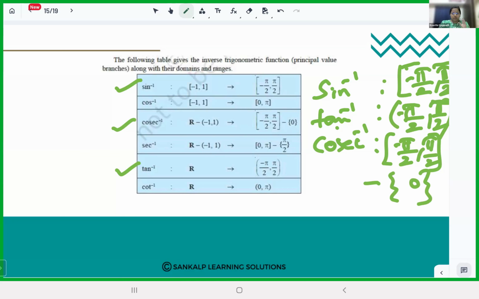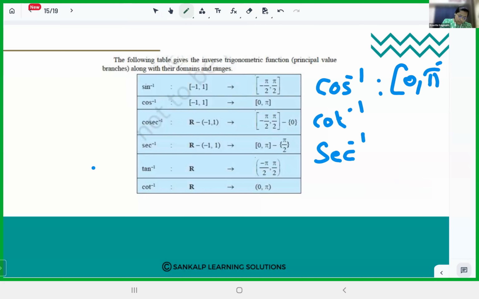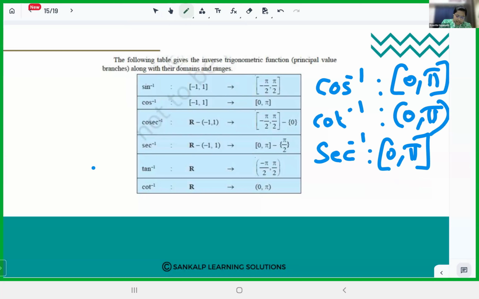Similarly, we can group the other three. I'm erasing it. So we are going to group the other three. That is cos inverse, then cot inverse, then the reciprocal of cos, sec inverse. You can see the pattern here. Cos inverse is the closed interval 0 to pi, cot inverse is the open interval 0 to pi, then sec inverse is the closed interval 0 to pi, and what is the middle portion of 0 and pi? That is pi by 2, right? So we have to remove that point pi by 2. In this way, you can easily remember the principal value branches of each inverse trigonometric function. Is that clear to you all?